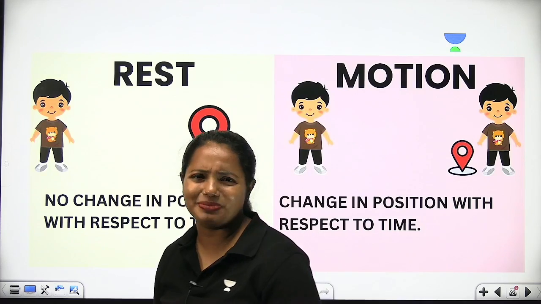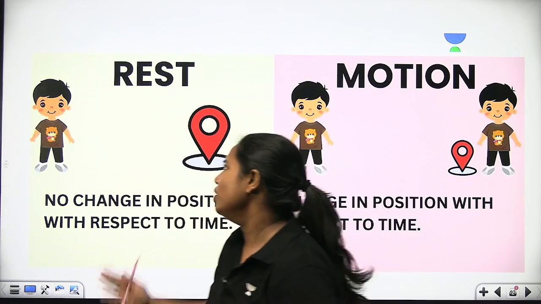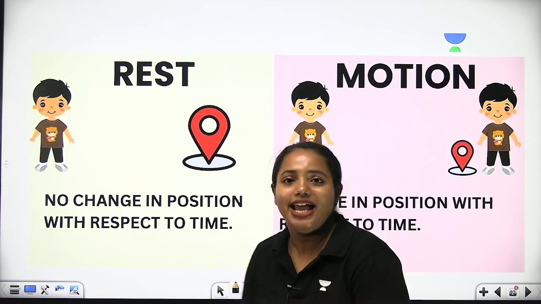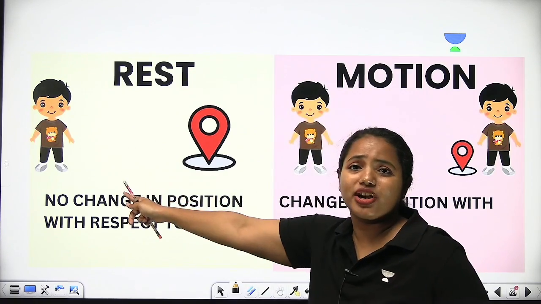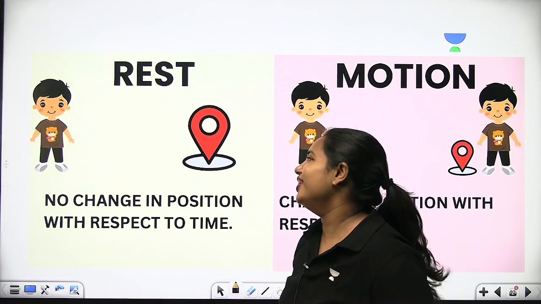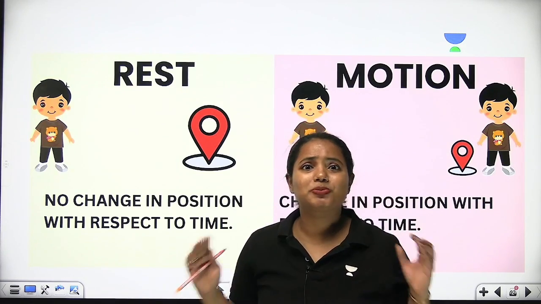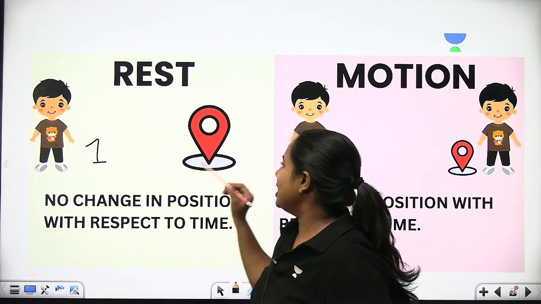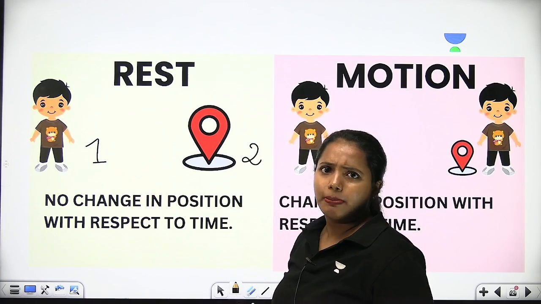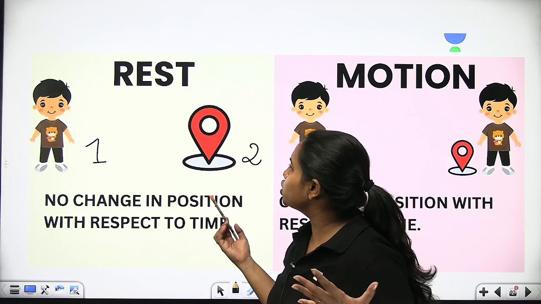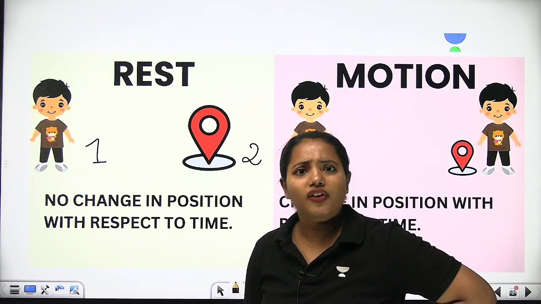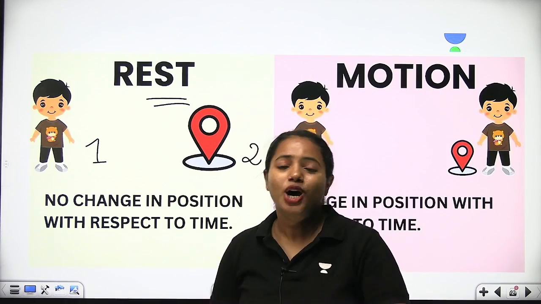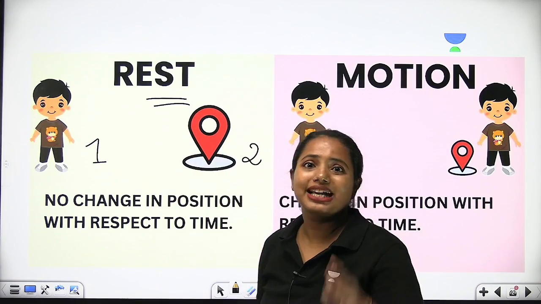This is a very simple concept, okay? Let me break it down for you. Here you can see my friend Arun is back. I am extremely happy that Arun has joined today because we are going to learn everything together. Arun is going to have a trip to Manali. Look at his position. This is his first position and this is supposed to be his second position. But even after the passage of time, there is no change in his position, right? So that means if there is no change in position with respect to time, it is termed as rest.